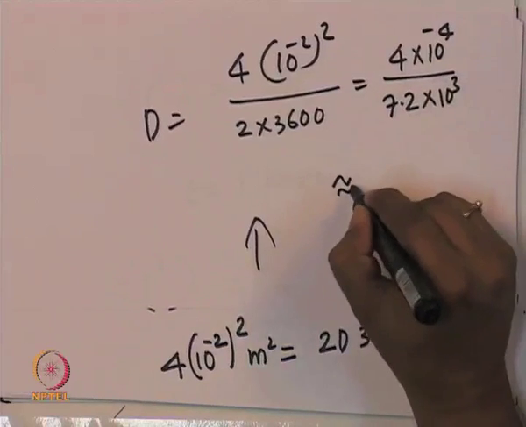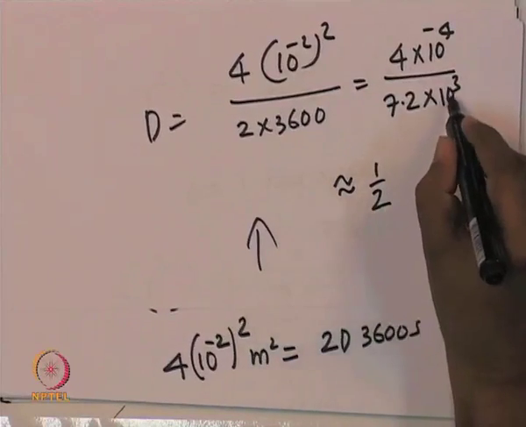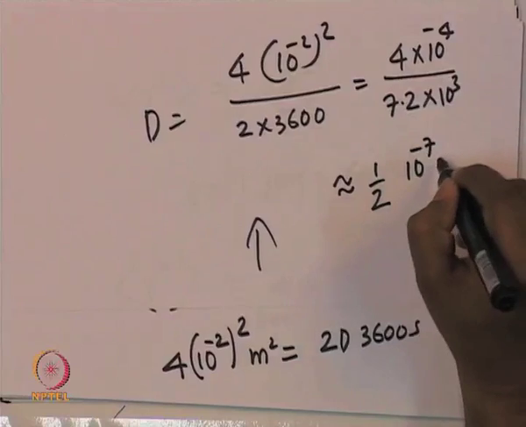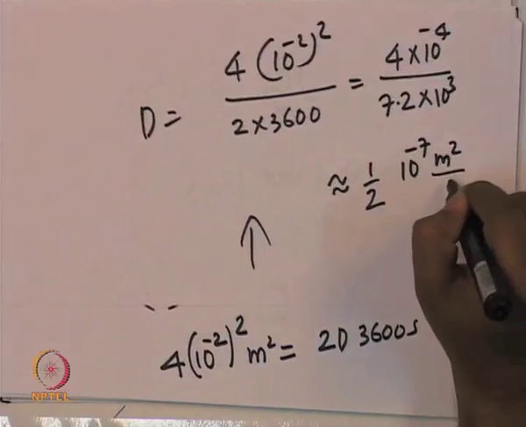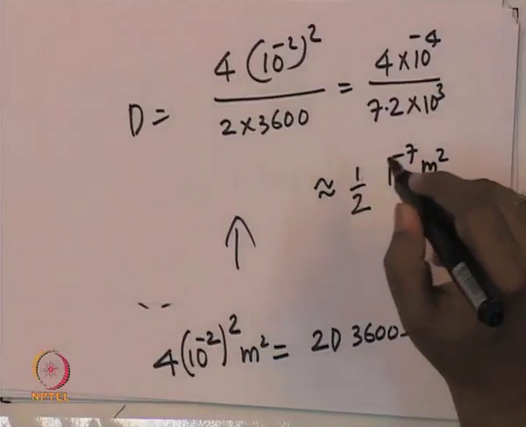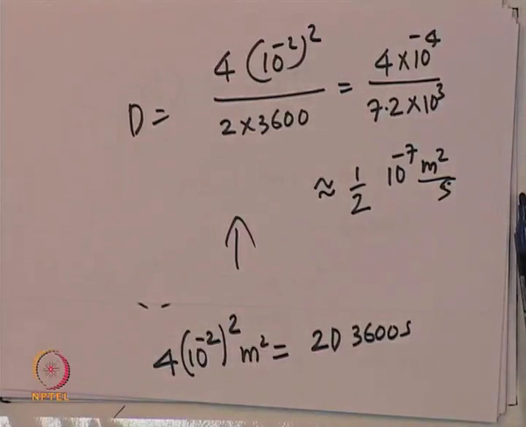So, this is approximately 4 by 7.2, which is about half. 10 power 3 into 10 power minus 4 is 10 power minus 7, and the units here are meter square per second. So, this is the diffusion coefficient of the spice particle if it takes 1 hour to diffuse and reach the middle of the potato. This is also to give you some idea about some numbers.